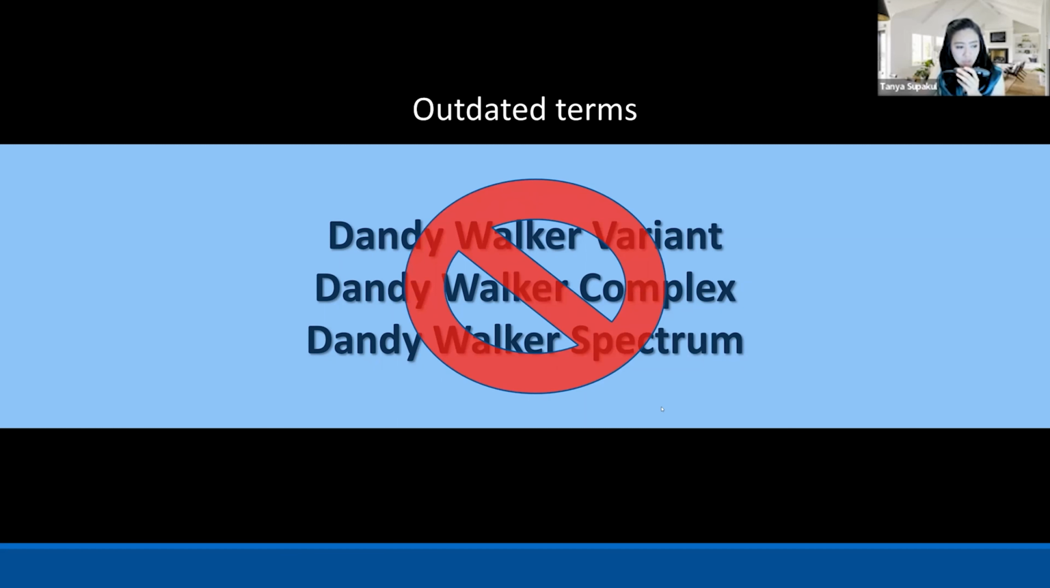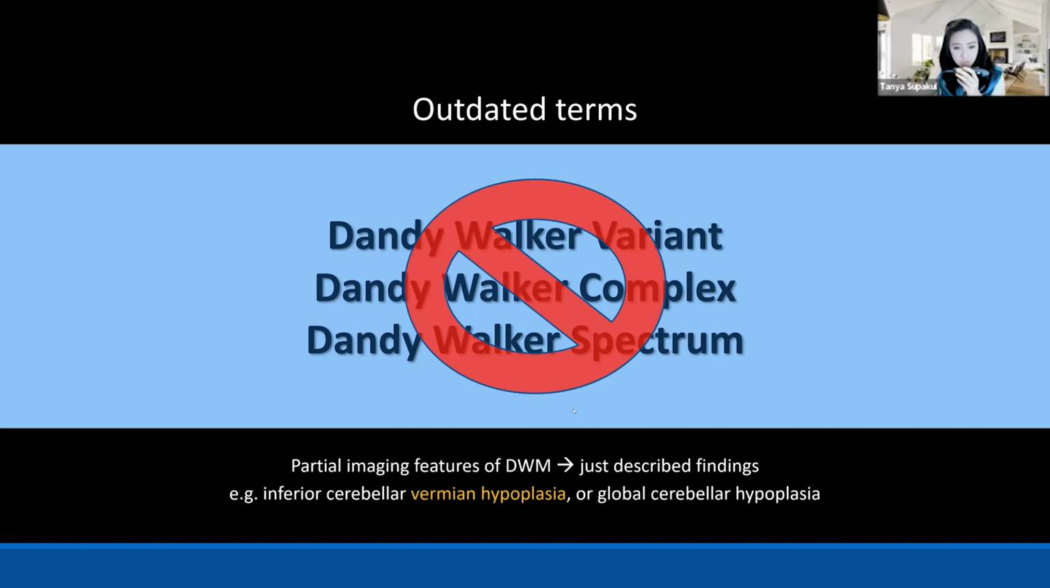in the occipital area. There is some terminology that we used for a long time, like Dandy-Walker variant, Dandy-Walker complex, or Dandy-Walker spectrum. We are trying not to use these words anymore because they are confusing terms. When you want to say Dandy-Walker, it needs to meet strict criteria. If there is just some finding that looks similar to Dandy-Walker, but maybe just hypoplasia of the cerebellar vermis with a normal posterior fossa, we just describe those findings. We don't call it Dandy-Walker variant. So try not to use that word anymore.